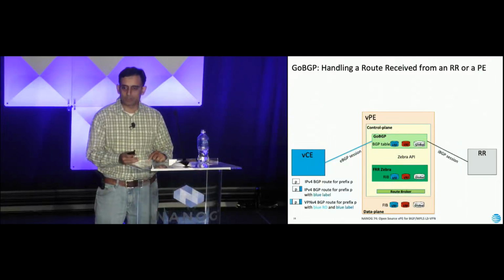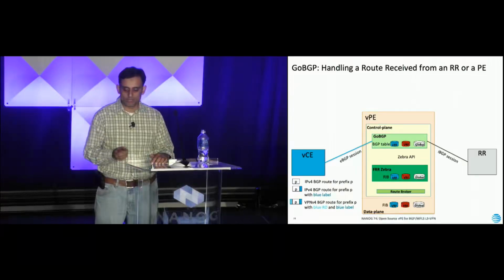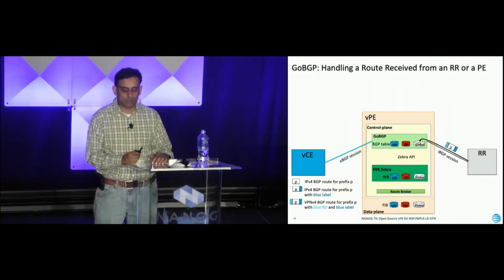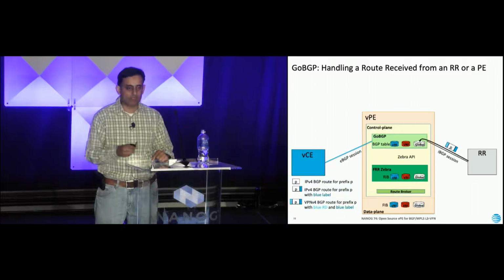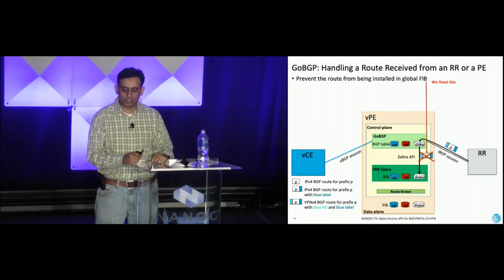Now on this slide, I'm showing how GoBGP handles a route when it comes from the route reflector. So these are the routes that are coming from the other PEs. So let's see what happens when a route reflector sends a route. Note that the route is a VPNv4 route, so it has route distinguisher and MPLS label attached to it. This route is first put into the global routing table by GoBGP. Everything good so far. Now what GoBGP does is something curious.